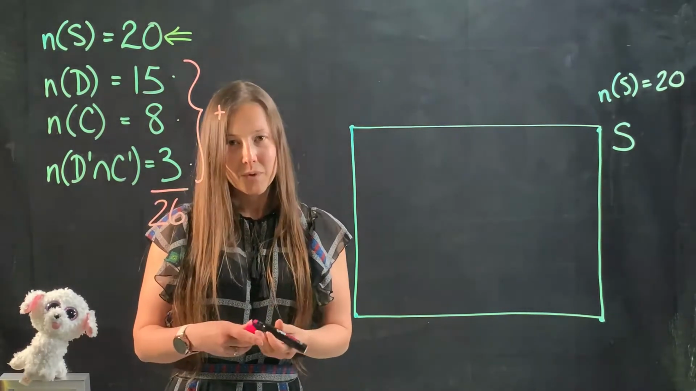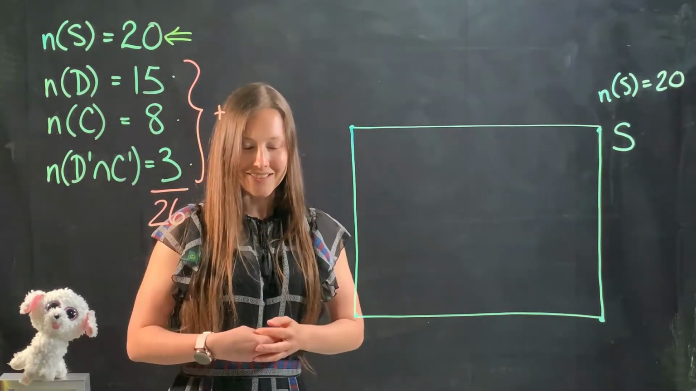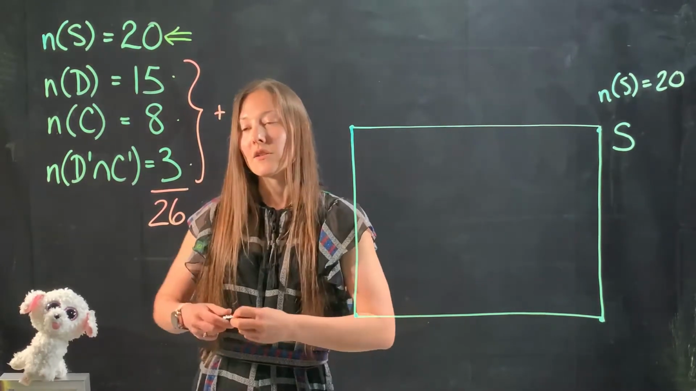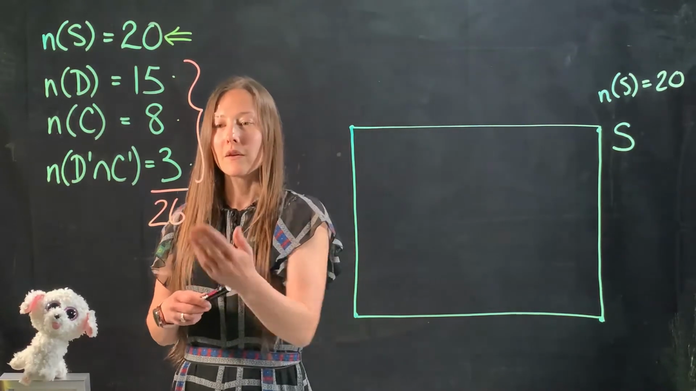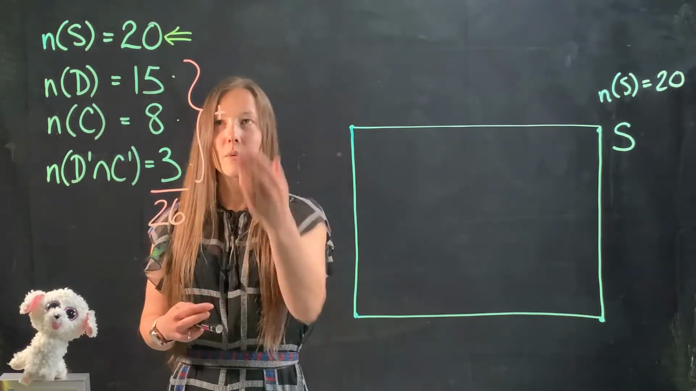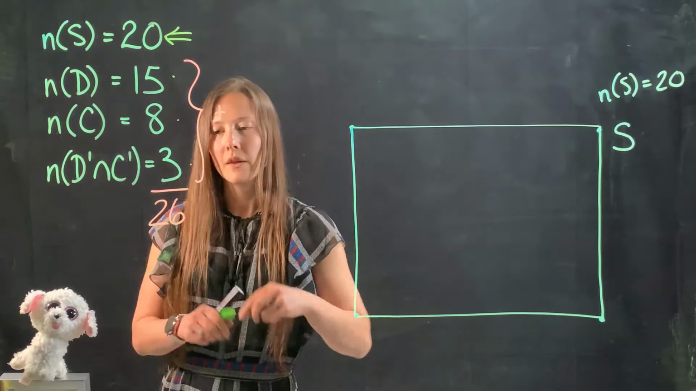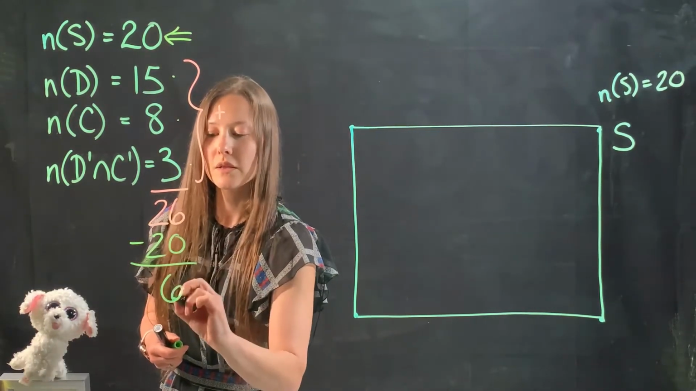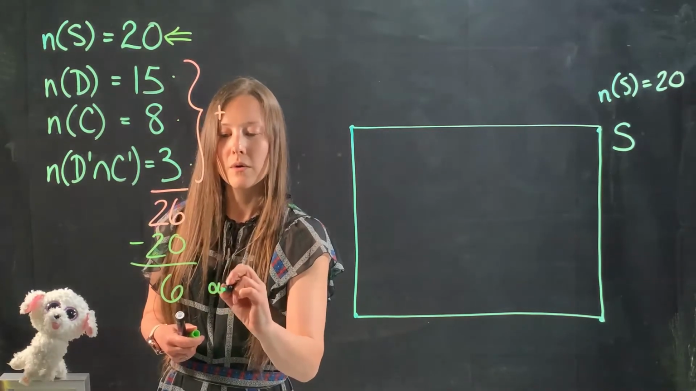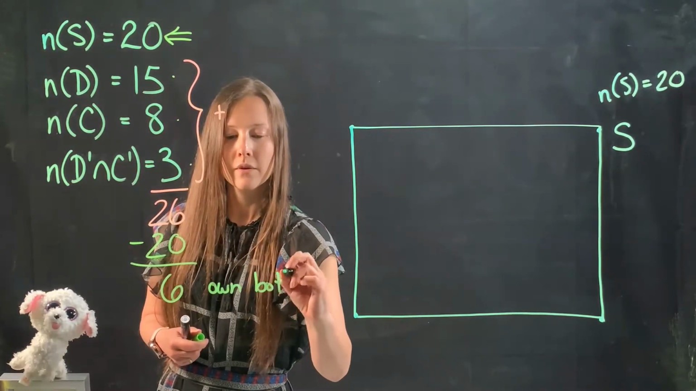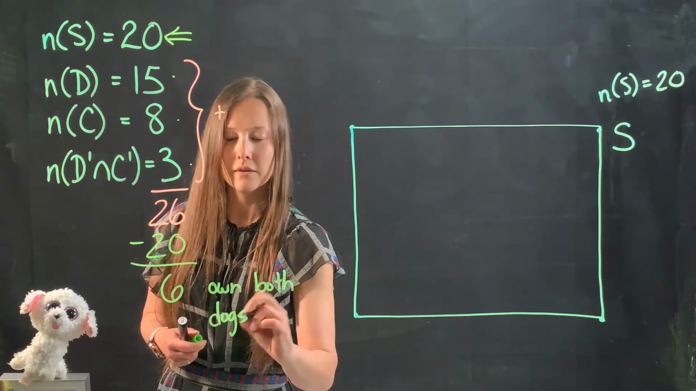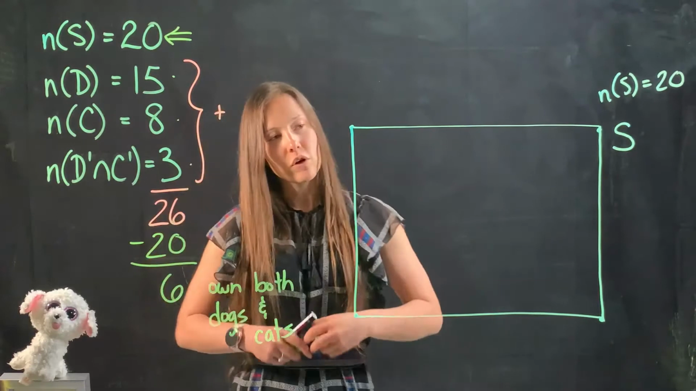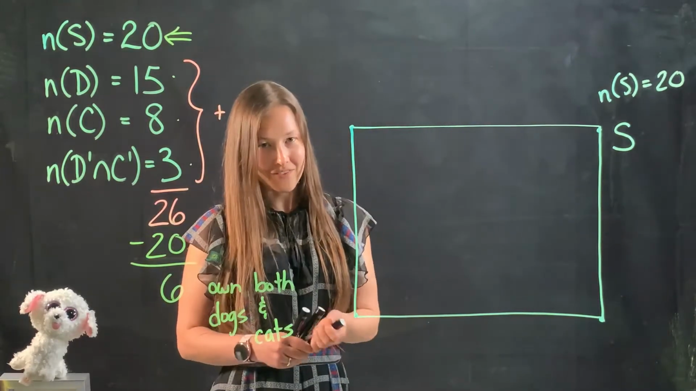What that means is we actually have intersecting sets. That means we have some people who own both dogs and cats. The difference between what we are getting when we get that total and what we're supposed to be getting is what belongs in our intersection. So this means that 6 people own both dogs and cats. Which means when I draw my Venn diagram, I'm going to have an intersection.